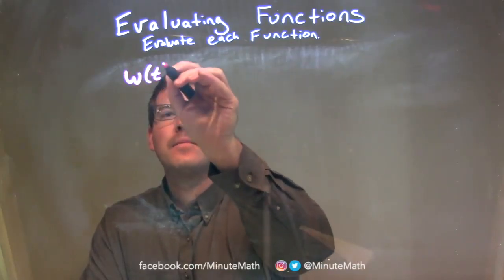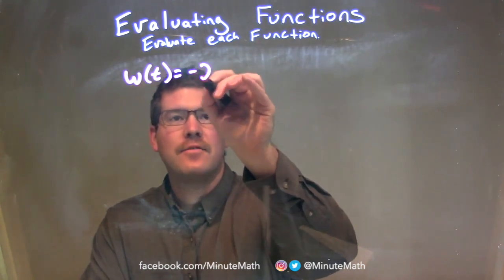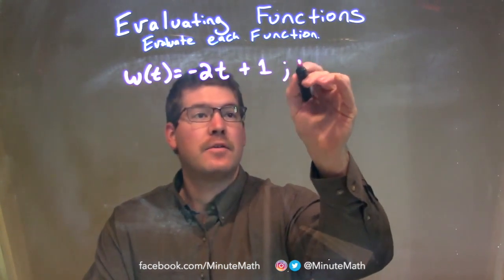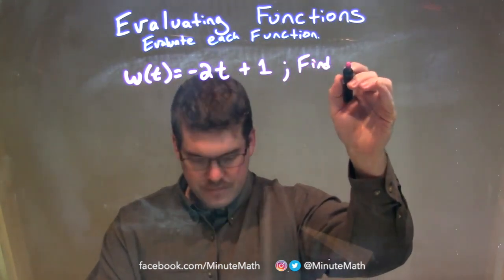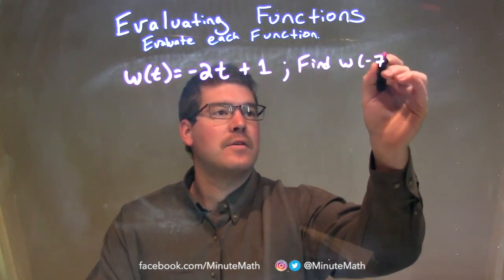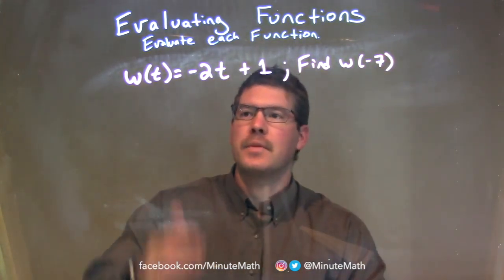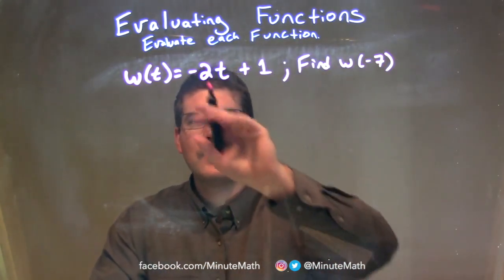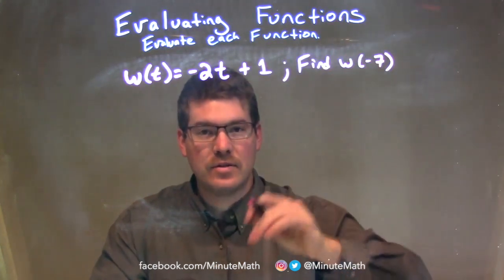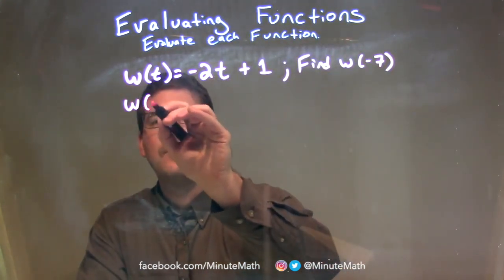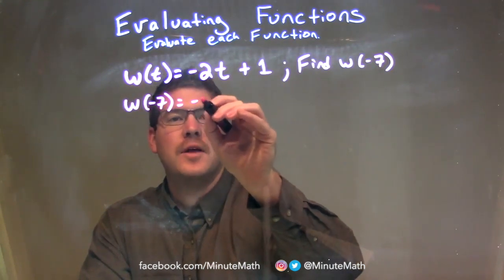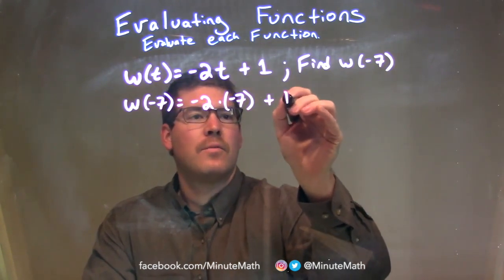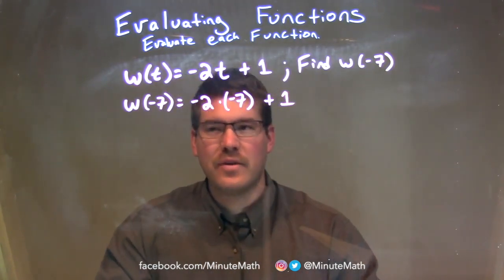W of t is equal to negative 2t plus 1, and we have to find w of negative 7. I'm given my w of t, and I need to find w of negative 7. Every single time I see a t, I need to put in a negative 7. So w of negative 7 is equal to negative 2 times negative 7, and then plus 1.